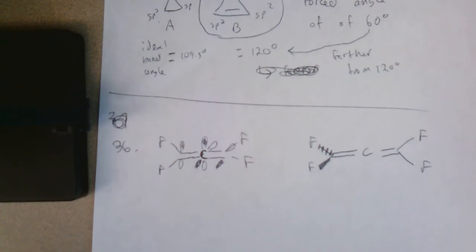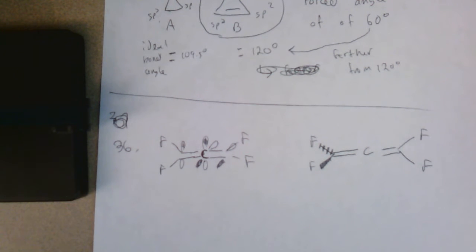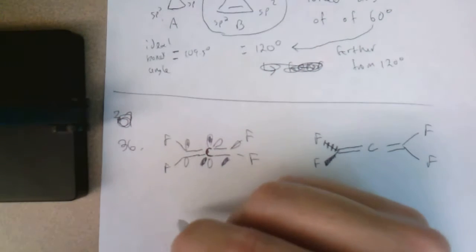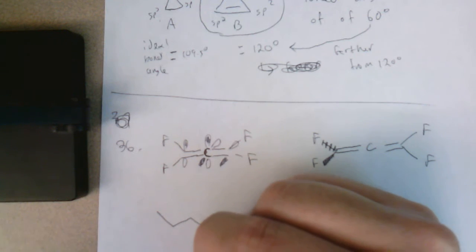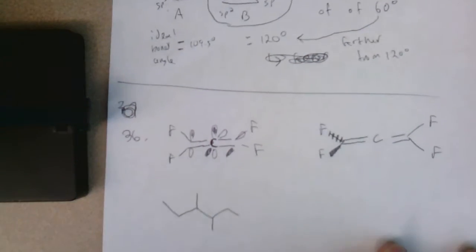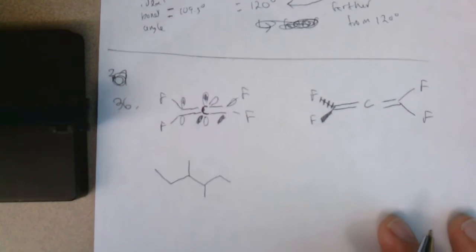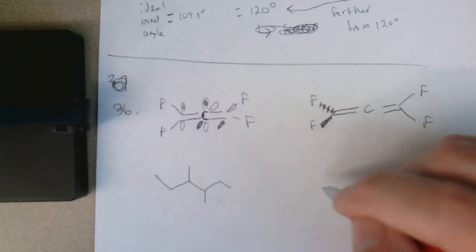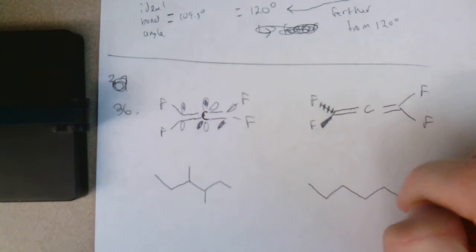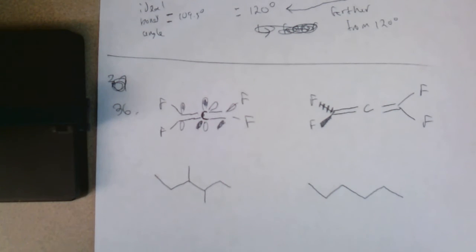Okay, next one, for B. Okay, I'll just draw what we start with here. Okay, this is my starting structure. If I want to write this in line wedge dash notation, then I'm going to keep my longest chain in the plane of the paper, okay, which is 6.